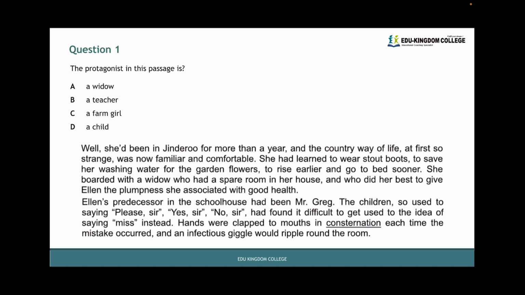Now, the same thing happens with the widow. If you look at the first paragraph that I've put up on the board, you'll notice that she refers to the widow as a widow, boarded with a widow who had a spare room in her house. So once again, they're being referred to by their actual position slash name. It's quite odd and just inappropriate in general. No one really does that. So the only plausible answer we would get would be B, the teacher, right? And this answer makes more sense when you start looking at the later parts of the extract where they start to describe the school setting. The perspective starts talking about Mr. Gregg and how Ellen presents herself at school. So it just becomes the only plausible answer.